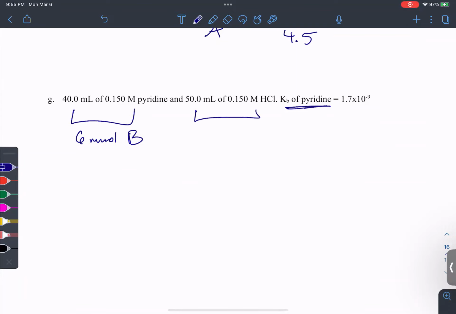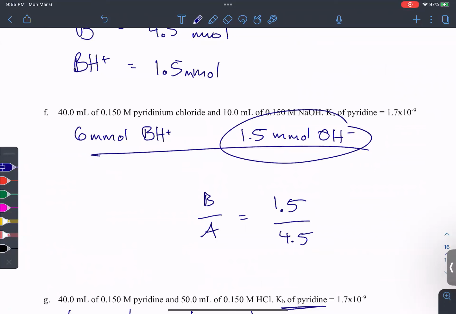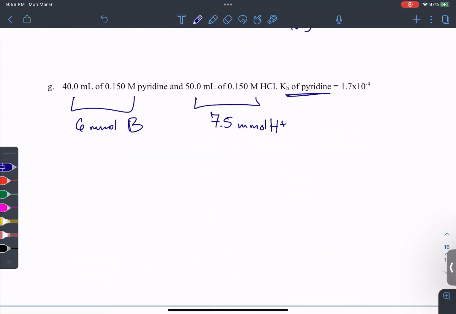HCl is a strong acid, so if you multiply those things together, this is 7.5 millimoles of H+. Okay, so remember each time I said, oh, we're doing a neutralization. But when we did this reaction, we did a neutralization. What is the limiting reactant? When we combine 0.5 millimoles of hydroxide and 6 millimoles of BH+, what's the limiting reactant? OH minus, but in this example, what's the limiting reactant?